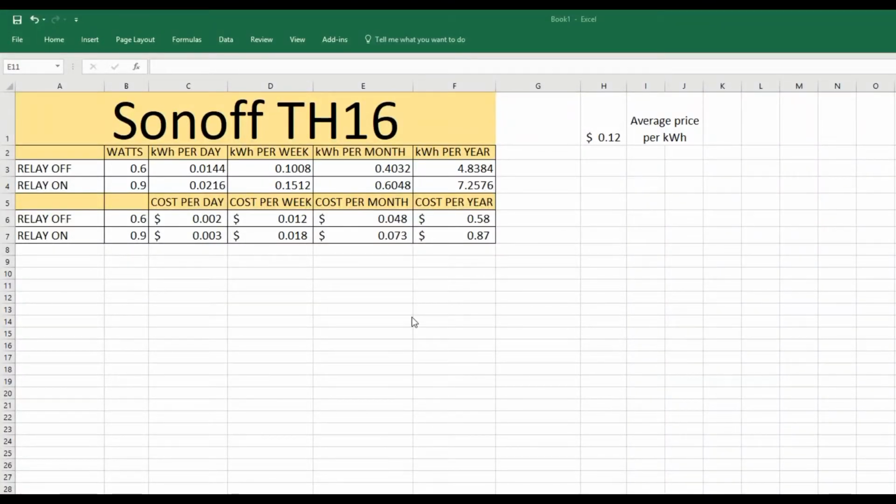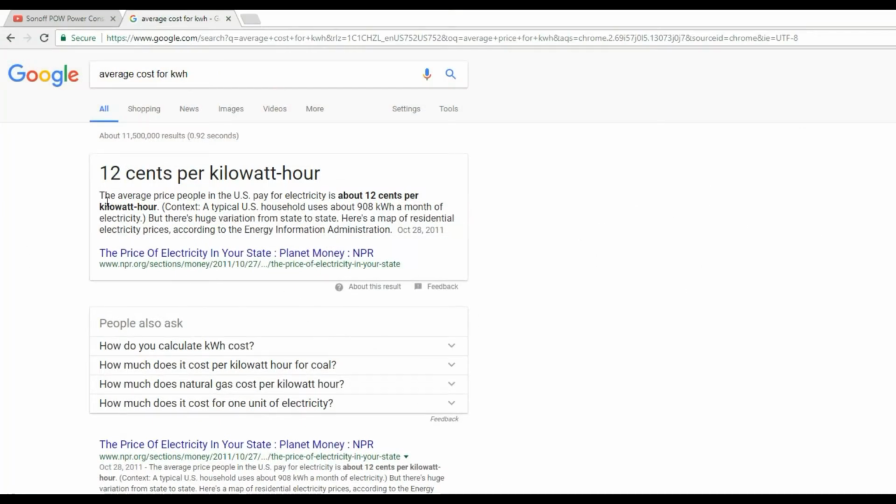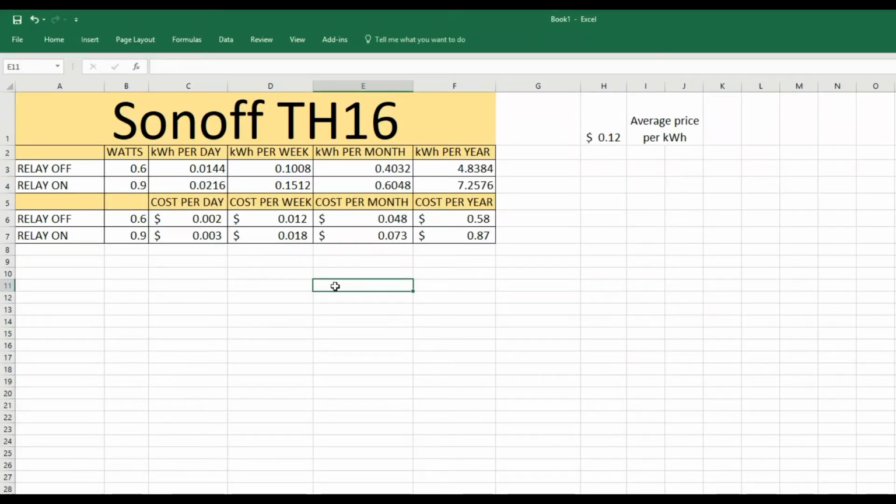Hello YouTubers, so here's our data that I put into Excel so we can calculate it easily and see how much it's costing us to have the Sonoff plugged into the wall. First, the average price for electricity in the United States is 12 cents per kilowatt-hour. I just Googled that, and 12 is what I got. I actually pay 7 cents per kilowatt-hour, so a lot lower than that.